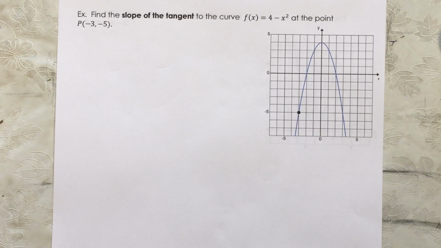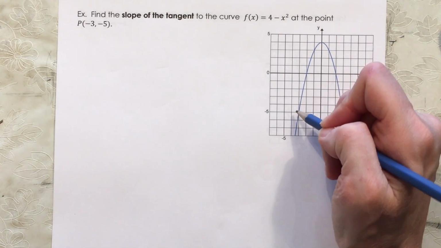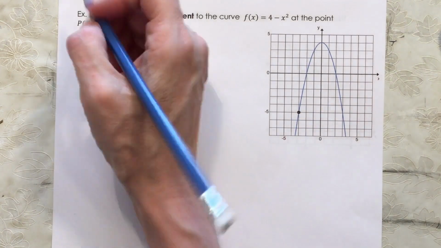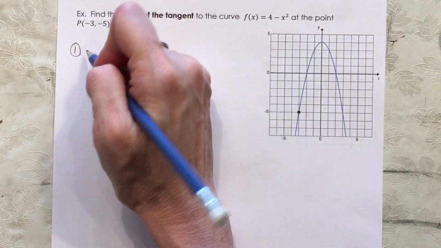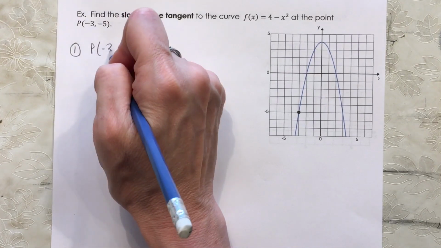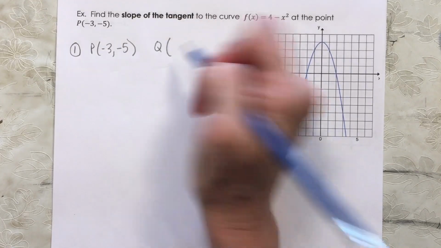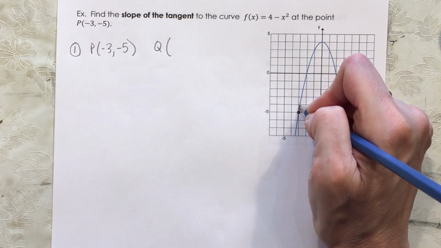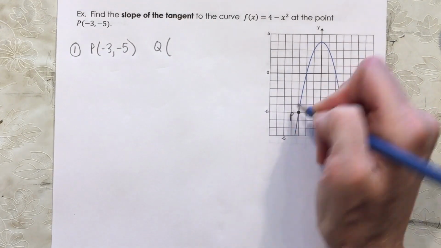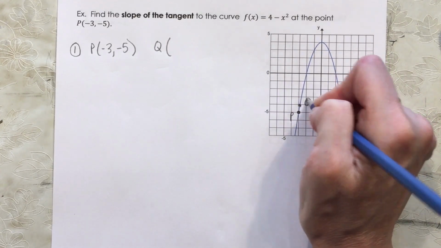So our next question: find the slope of the tangent to the curve f of x equals 4 minus x squared at the point (-3, -5). Point P is (-3, -5), and I graphed it for you. If you aren't able to print it out, do a little sketch here. The first step is to set up P and Q. So we've got P given to us. And Q, we know we want it to be just a little bit to the right. So here's P, and Q is going to be just a little bit to the right.